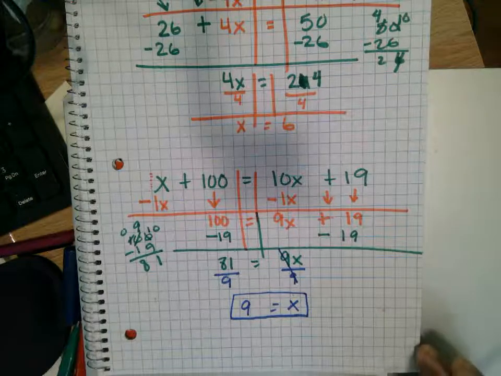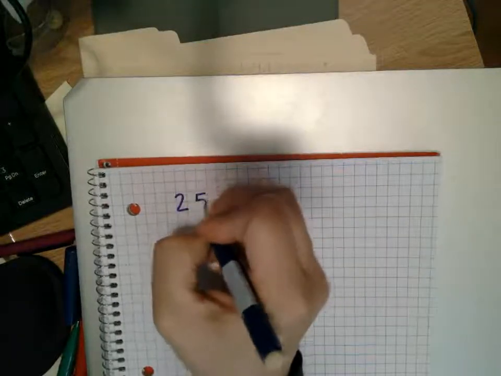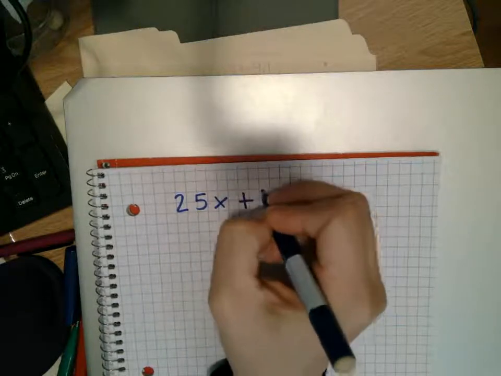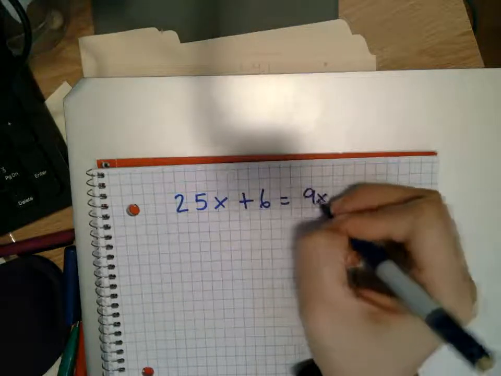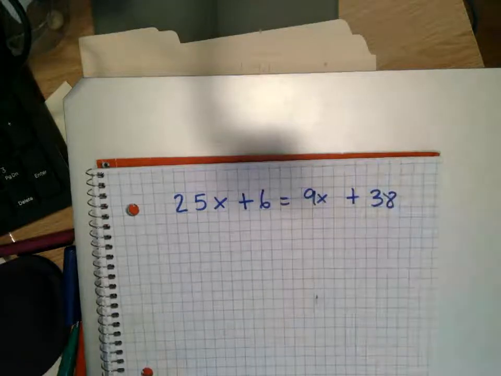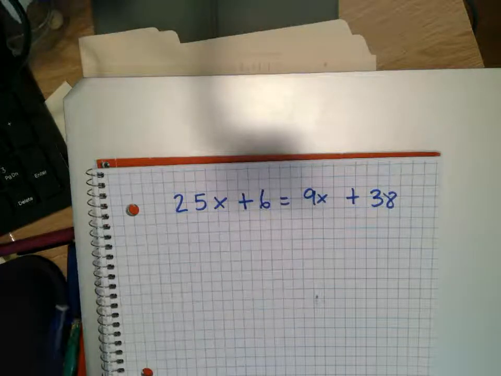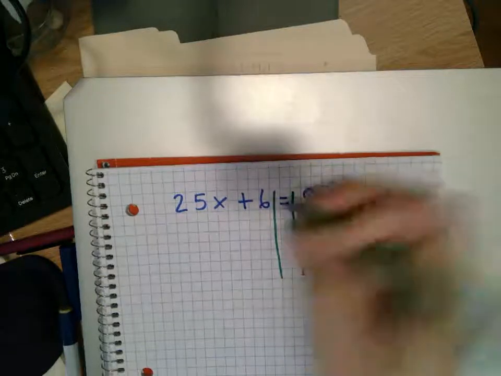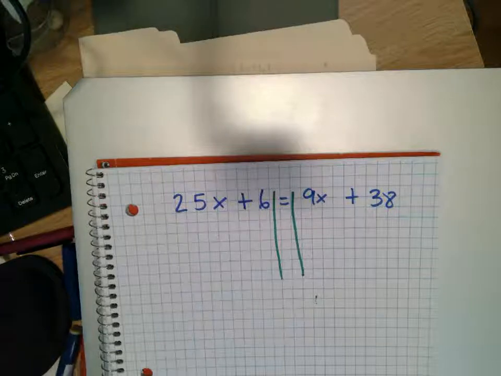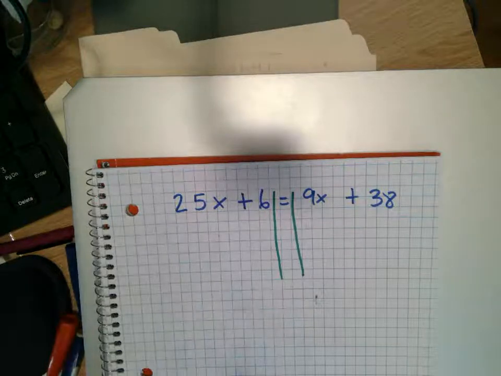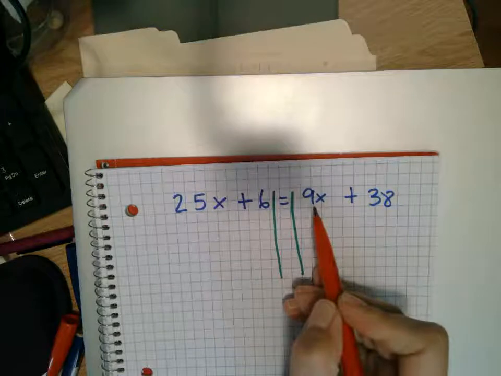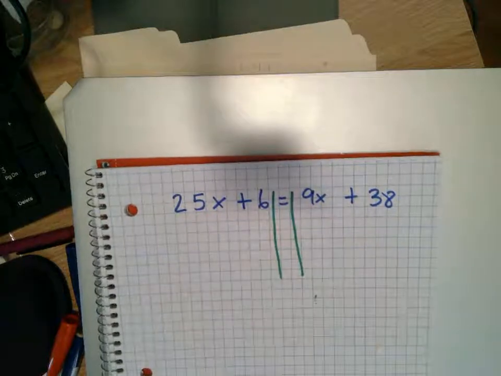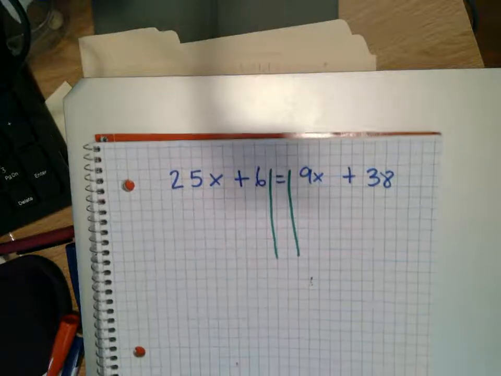Okay, we'll do one more together. We have 25x plus 6 equals 9x plus 38. First thing is to draw your bars, just like so. And you have 25x, you have 9x. So which one do we want to move, the 25 or the 9? Let's choose the 9 because it's smaller.